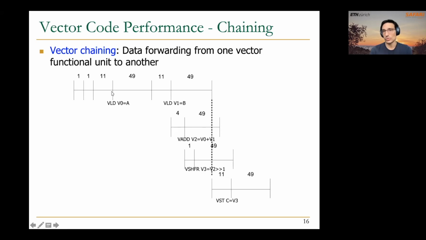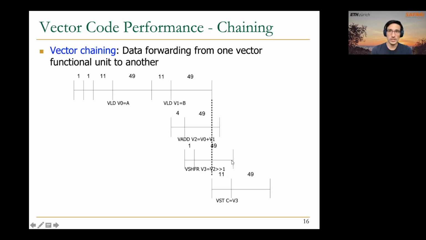Remember that for now we only have a single memory port. So we first access array A, we then access array B. But as soon as we have element B0, after these 11 cycles, we can start the execution of the addition in the addition functional unit, as you see here. And after this addition is completed, we have the result of adding A0 and B0. We can shift right that intermediate result, and finally start storing the results into array C.